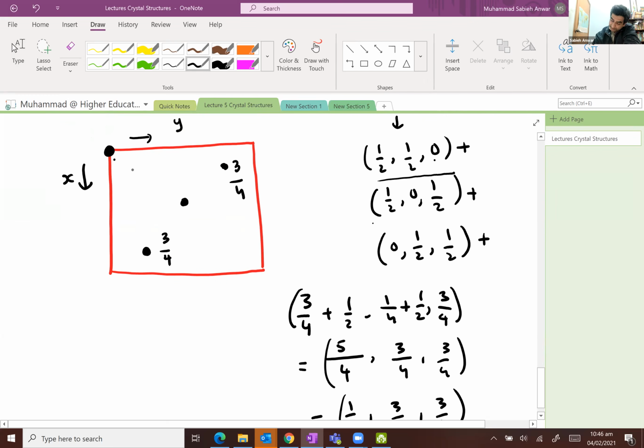Likewise, if I repeat, I get an atom here at elevation 1 by 4 and an atom here at elevation 1 by 4. All right. And I will also get atoms here.